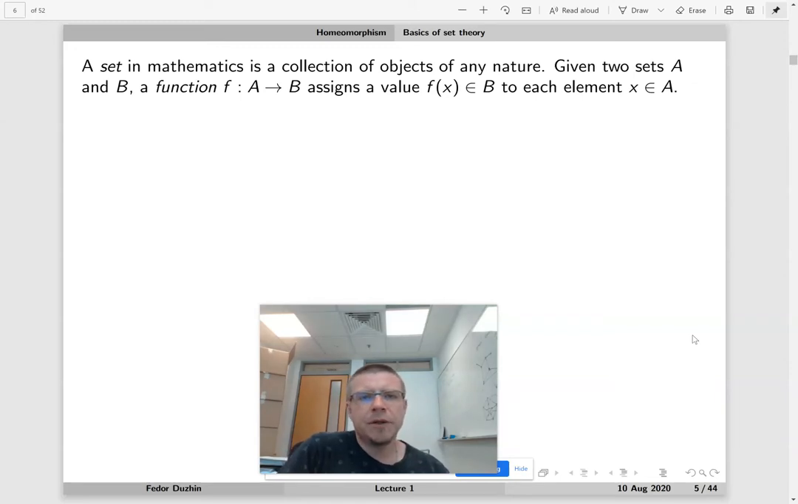All right. Here we need to review a little bit of basics of set theory. So if we have two sets, then a function is any rule that assigns a value in the set B to each element of the set A, right? So here is an example.